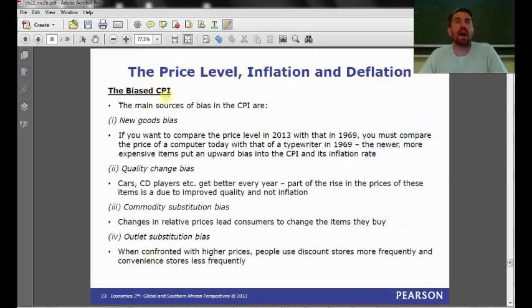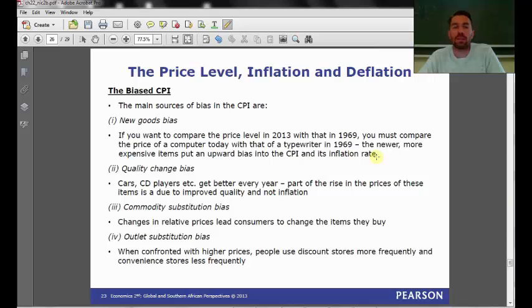So we use the CPI as a measure of inflation. However, that measure of inflation is potentially biased. And what are the main sources of bias in that CPI? Well, first of all, there's something called the good news bias. If you want to compare the price level in 2013 with that in 1969, you must compare the price of a computer today with that of a typewriter in 1969 as a kind of equivalent. Which is to say the newer, more expensive items put an upward bias on CPI and its inflation rate, right?